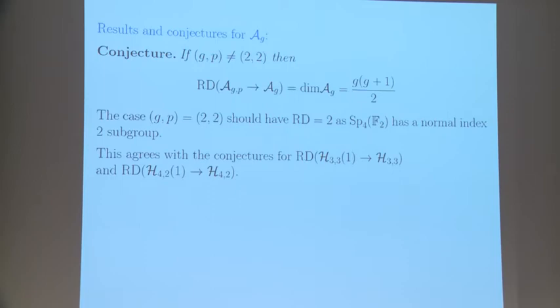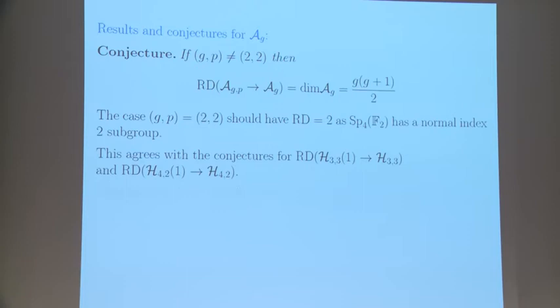A2, that's right. Sorry, I was confused because G was 2, so I was still thinking about this example. But then P is 3, right? Yeah, good. So in that case, the dimension of A2 will be 3, and we're conjecturing it's 3 here. And in the other case, it's A3, 2, which means the dimension will be 3 times 4 over 2, so it should be 6.